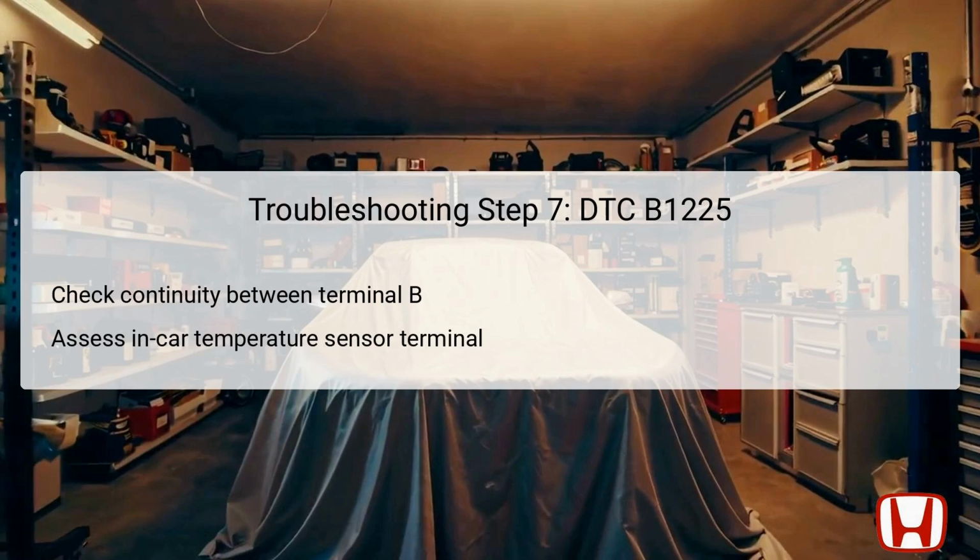Following the continuity check from climate control unit connector A, technicians must then proceed to check for continuity between climate control unit connector B12P, terminal number 10, and in-car temperature sensor 2P connector terminal number 2. This step verifies the continuity on a different part of the circuit, further isolating potential issues that may prevent the in-car temperature sensor from operating efficiently.